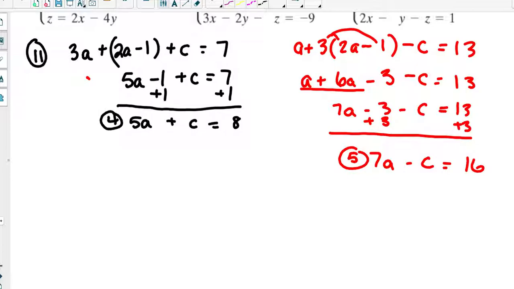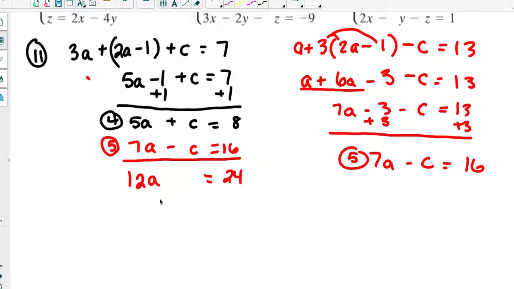Now, if you'll notice, both of your c's have the same coefficient but opposite signs. So let's go ahead and add equations 4 and 5 together. 5a plus 7a is 12a. C minus c cancels out, and 8 plus 16 is 24. Divide both sides by 12, and a is 2.